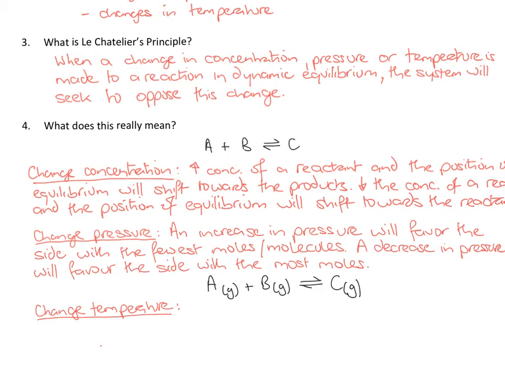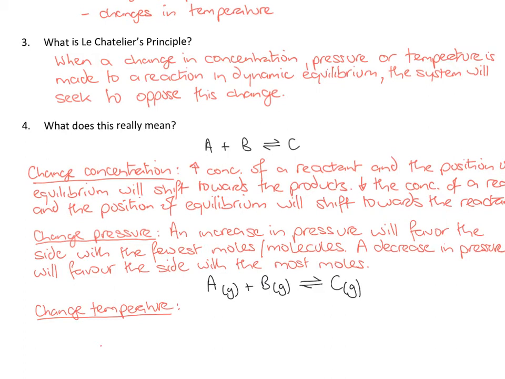Now, if we think about increasing temperature, what are we really doing? We're putting more energy into the system. And if we think about our energy stores in physics, it's probably best to think about that as a thermal store. So we have increased the thermal store in the system. So if it's going to oppose that change, it wants to decrease that thermal store. Now, energy can't be created or destroyed. That's the first law of thermodynamics. It can only be transferred from one store to another.